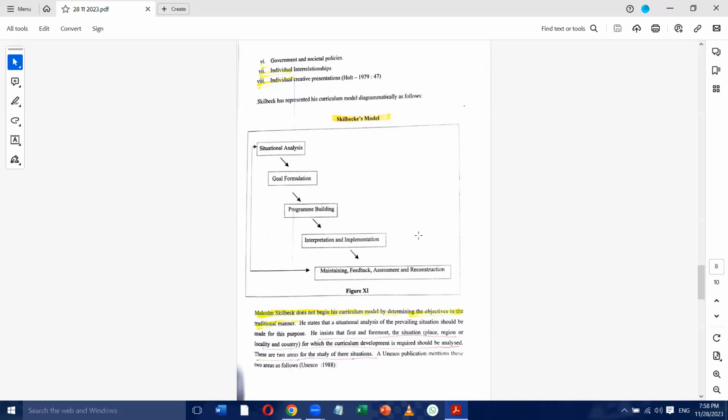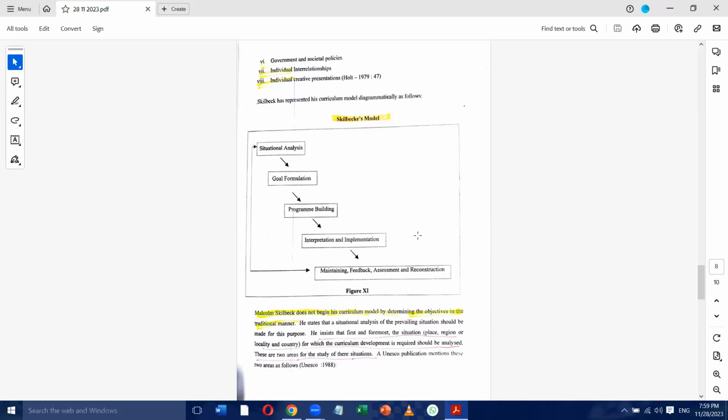Here, all other models like Tyler's or Wheeler's or Kerr's model, they begin with what? Objective. Yes, objectives. But whereas he has given another word, what is that? Goal formation here. Right? Before this, in another term, it is objective. Goal formation, before that goal formation, he has taken the situational analysis, Skillbeck.